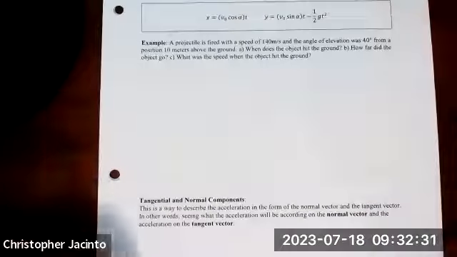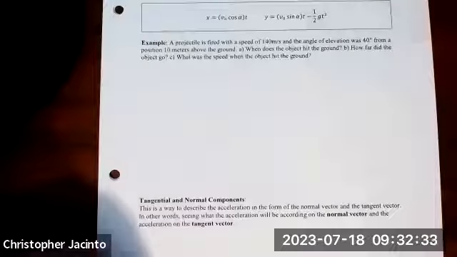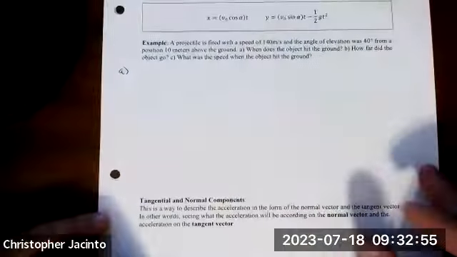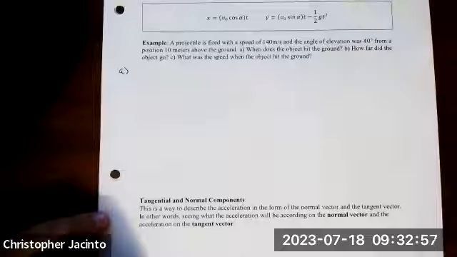So this one says a projectile is fired with a speed of 140 meters per second, and the angle of elevation was 40 degrees from a position of 10 meters above the ground. A, when does the object hit the ground? B, how far did the object go? And C, what is the speed when the object hit the ground? Okay. So first, when does the object hit the ground?